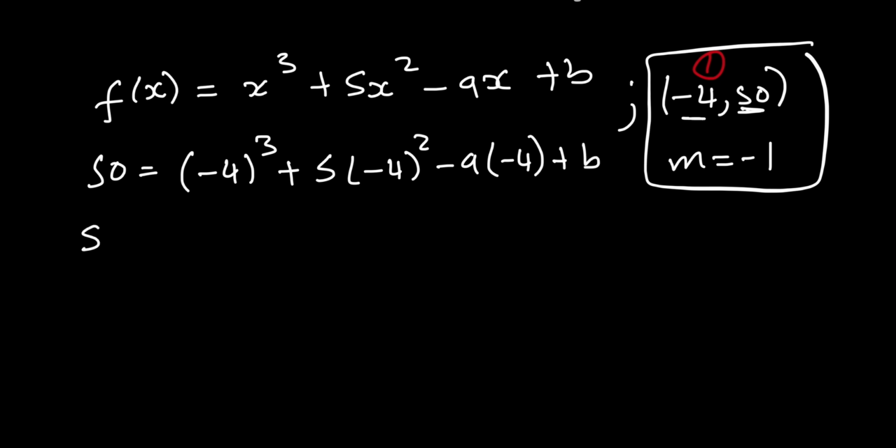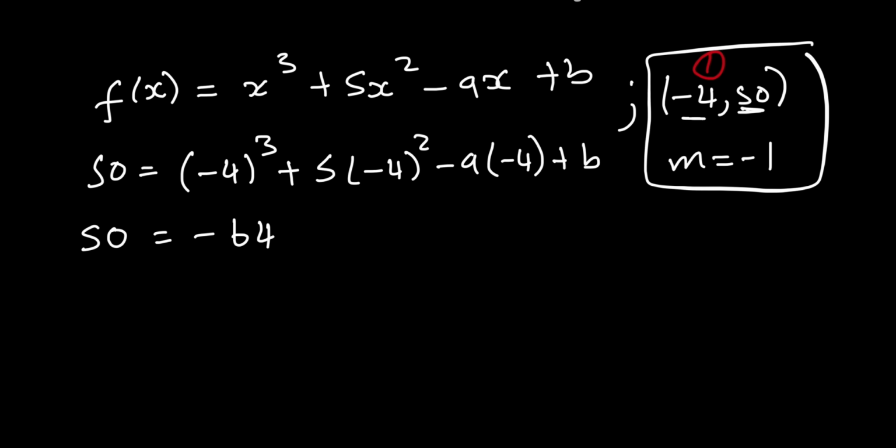Okay, so now we have 50, and if you simplify this, 4 squared is going to be 16. 16 times 4, and maybe that might give me a problem, so let me just put this on a calculator. 4 times 4 times 4, that is 64.